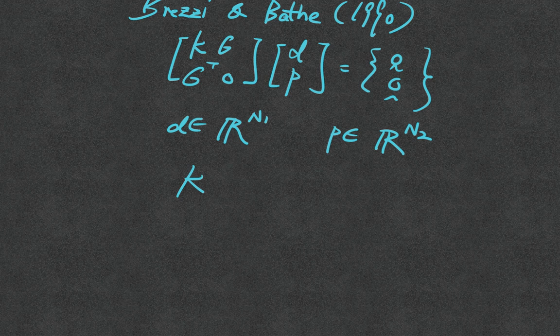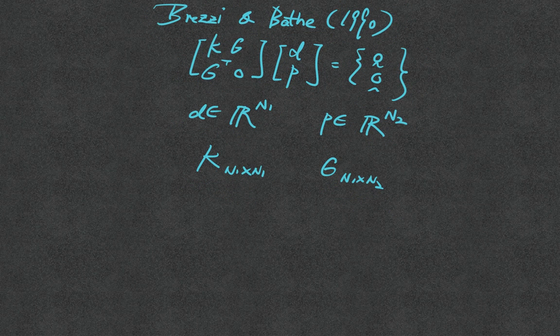K is like what we described, an n1 by n1 square matrix. And G, on the other hand, is a rectangular matrix. Now, it could be square, but that would be just by accident. In general, they are rectangular.